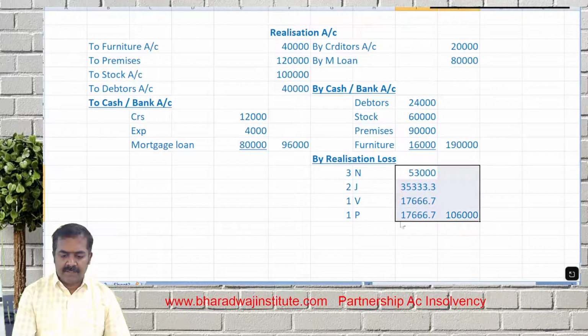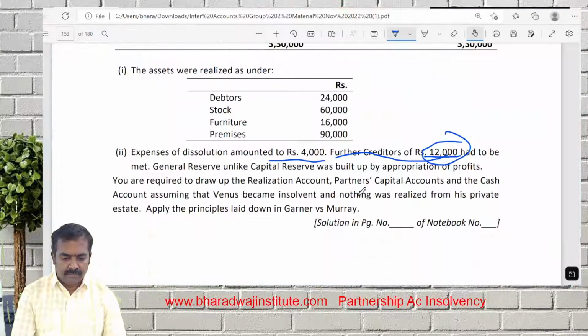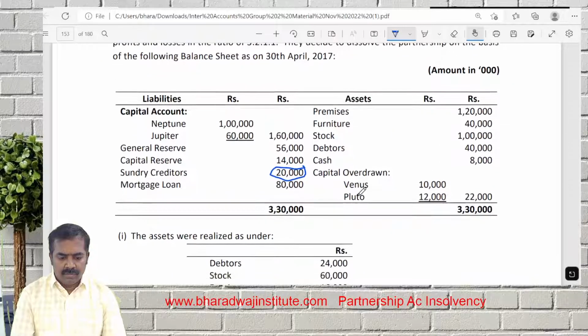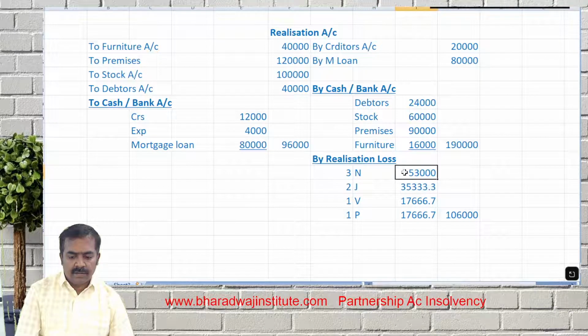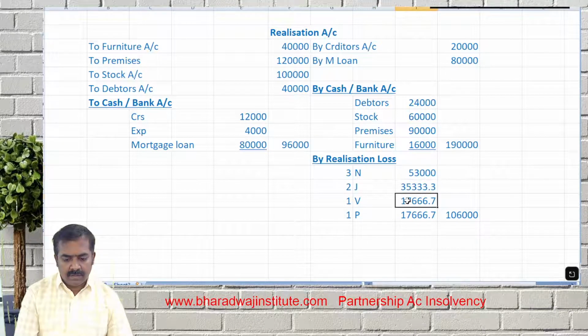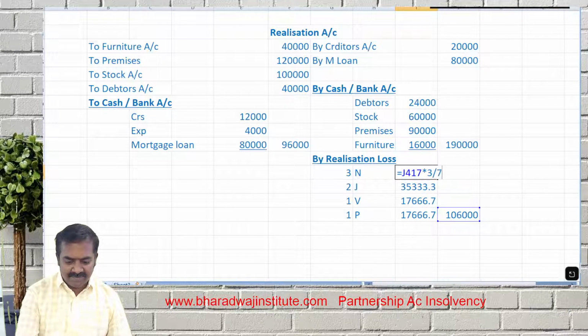Correct, loss. Who became insolvent? One by 6 தானே? 3/7 அது.